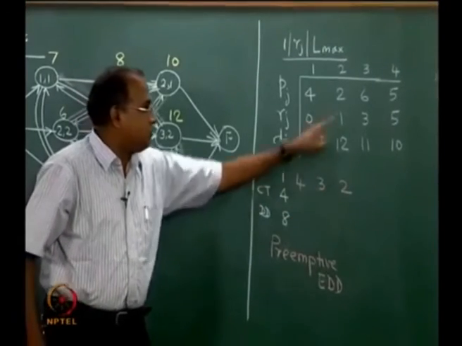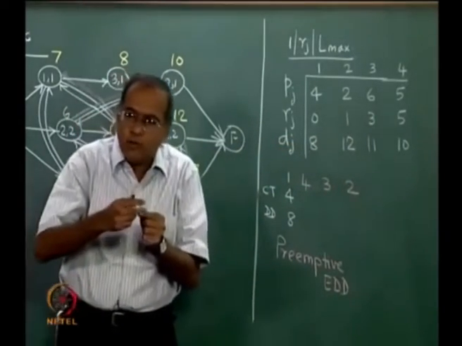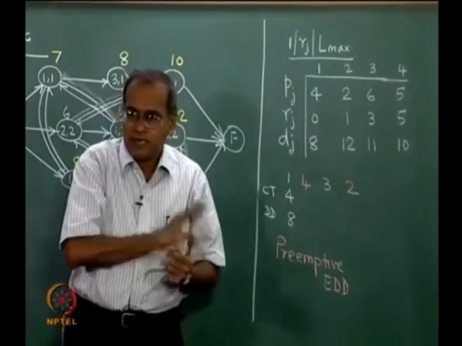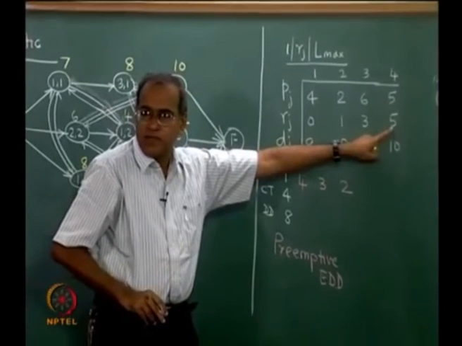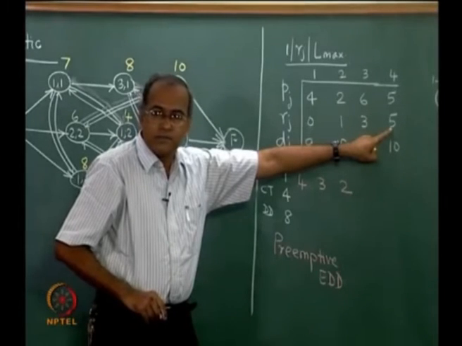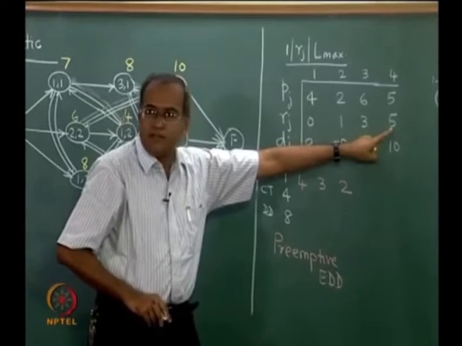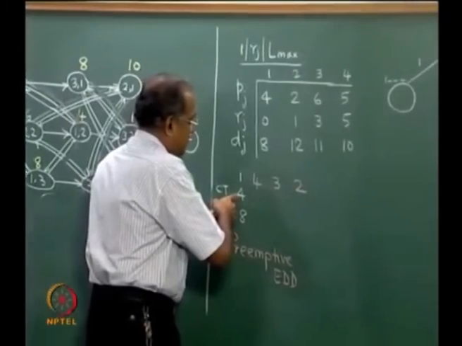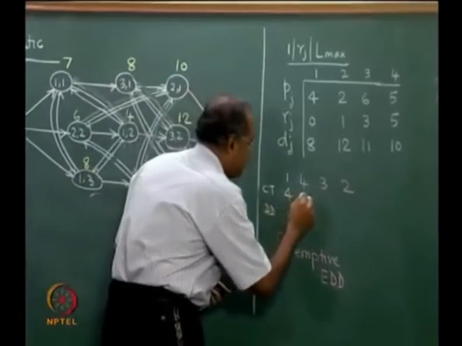3. Now, 3 is available at 3. So, it is like saying I will do 1 minute of processing of job 3, take it out at time equal to 4, then I will enter this one, and so this one will start at 5 and finish at 10. So, completion time here will be 10.